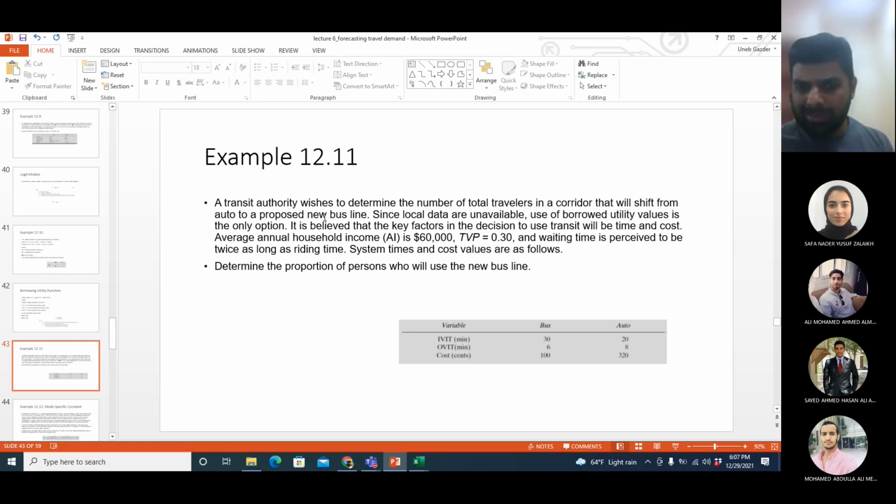So they are starting a new bus line, and they want to see how many people will shift from auto to their line, and local data is unavailable because the bus line is not operating. So they will use the borrowed utility values, the values that I showed you. The key factors are time and cost. Average household income for that zone is $60,000. TVP is 0.3. Waiting time is perceived to be twice as long as the riding time.